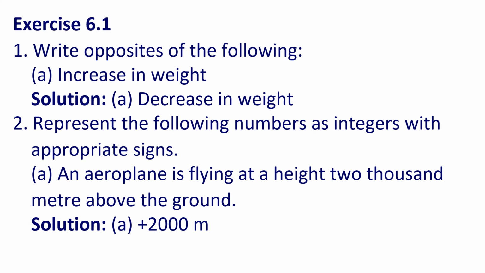Exercise 6.1. Question 1. Write opposites of the following. A. Increase in weight. Solution. It is going to be decrease in weight. Question 2. Represent the following numbers as integers with appropriate signs. A. An aeroplane is flying at a height 2000 meter above the ground. Solution. It is going to be plus 2000 meter.